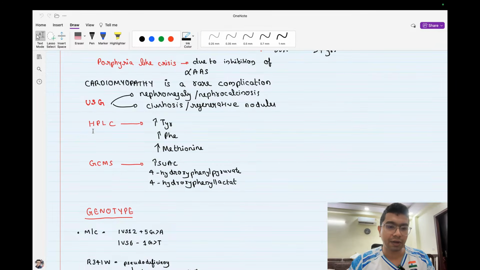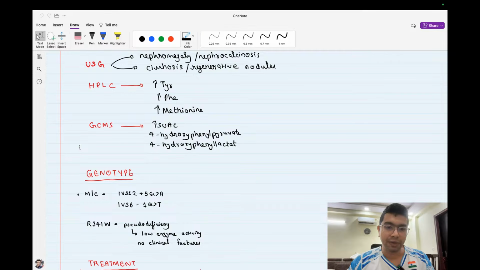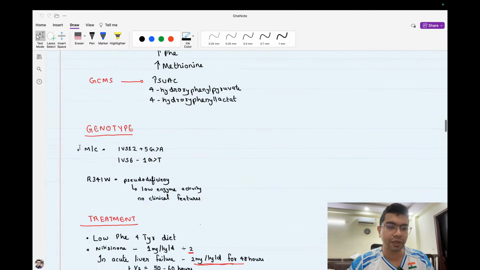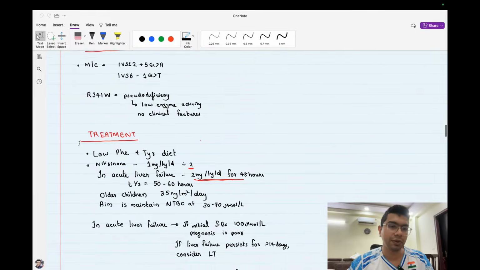And HPLC is one of the fantastic assays which will clinch the diagnosis. There will be increased tyrosine and increased methionine. And GCMS can give succinylacetone levels and elevated levels of 4-hydroxyphenyl pyruvate and 4-hydroxyphenyl acetate. I'm not going into the genotype of the disorder.